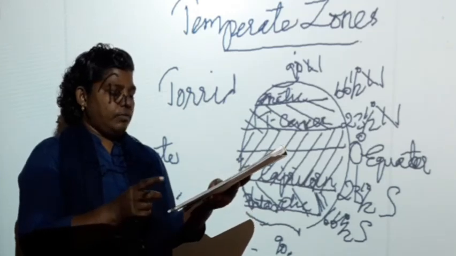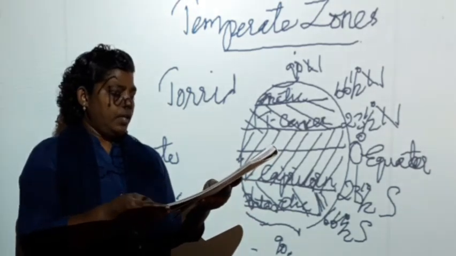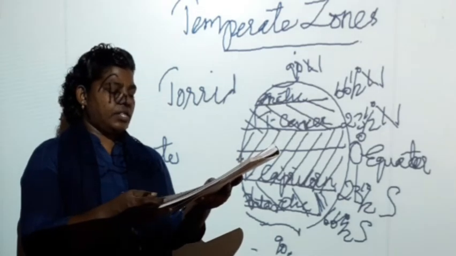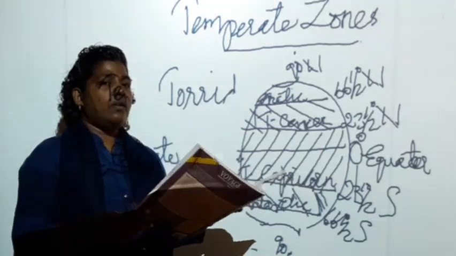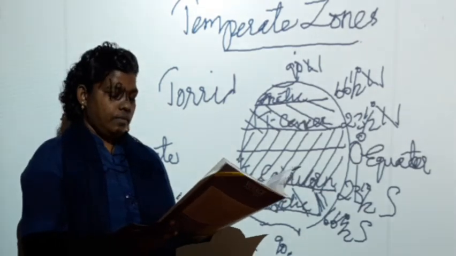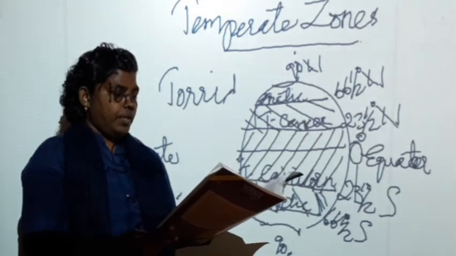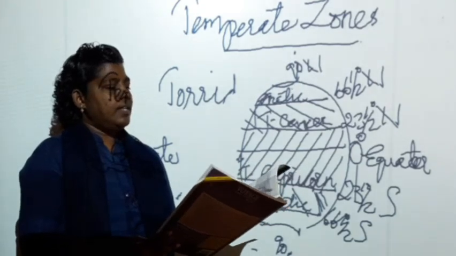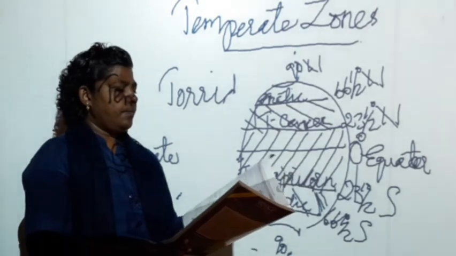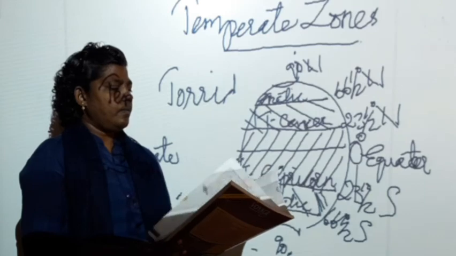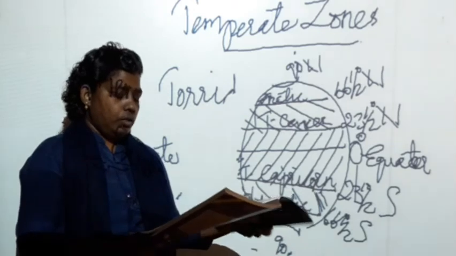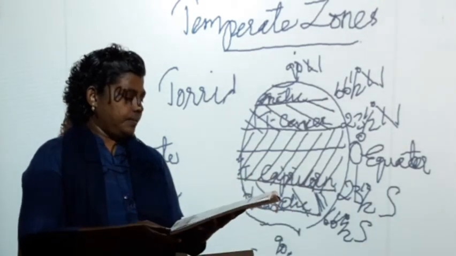One more question you have to add in your book is, differentiate between cardinal directions and intermediate directions. Okay? The answer is on page number 18. Page number 18.